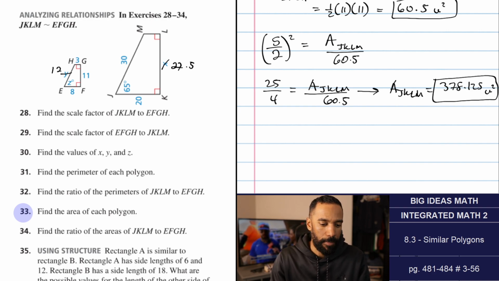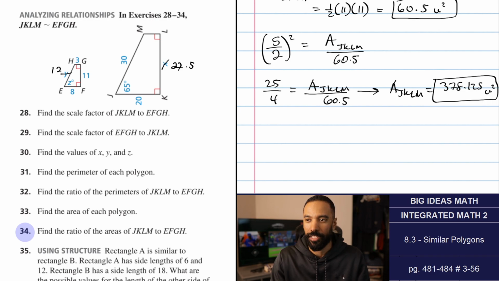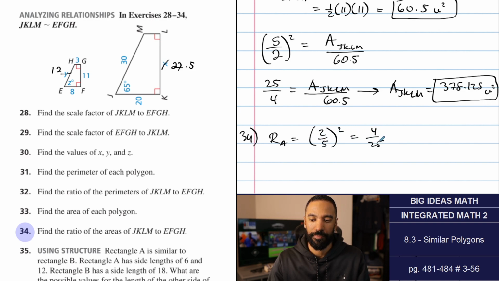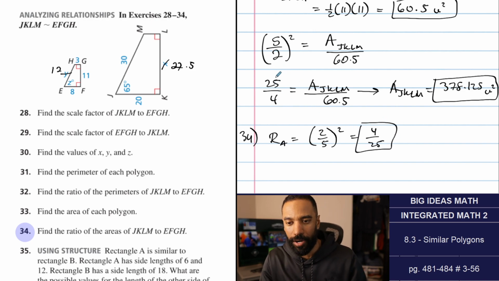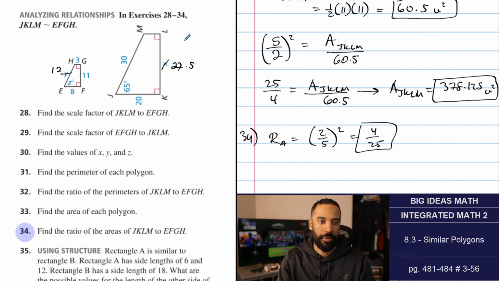And then on the next problem, we are writing out the area. I feel like this question is supposed to be asked beforehand, but we're finding the area ratio of JKLM to EFGH. Oh, that becomes reduced though. So on 34, I'm doing the area ratio from one to the other. I'm going to be squaring 2/5 because it's a reduction, and that's 4/25. But again, I feel like I kind of did more on this one to do within that problem.